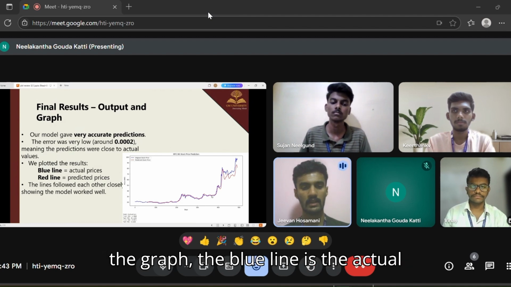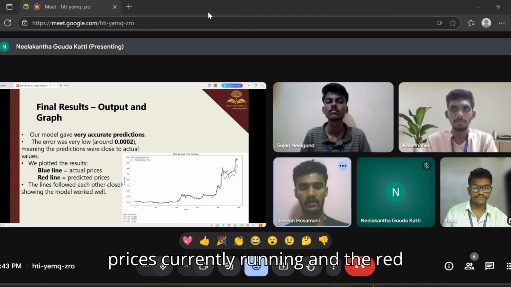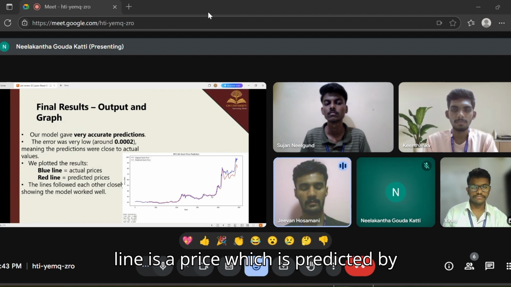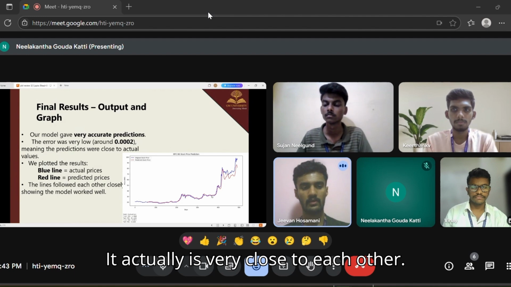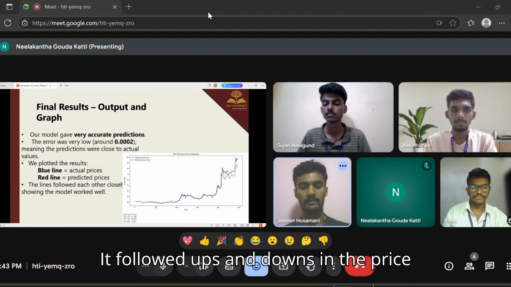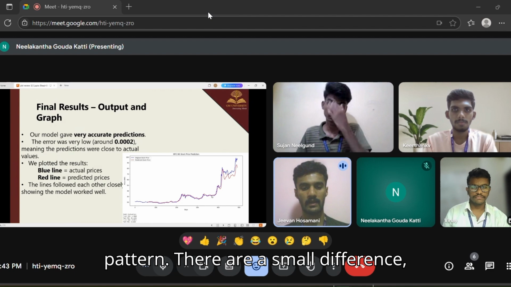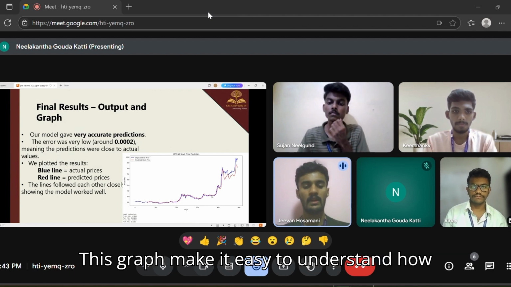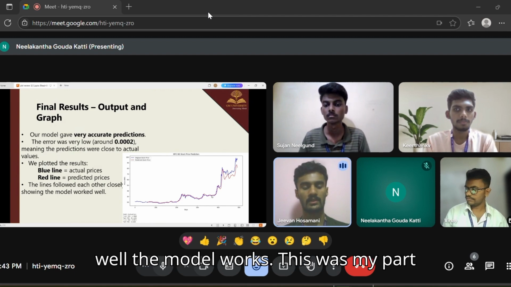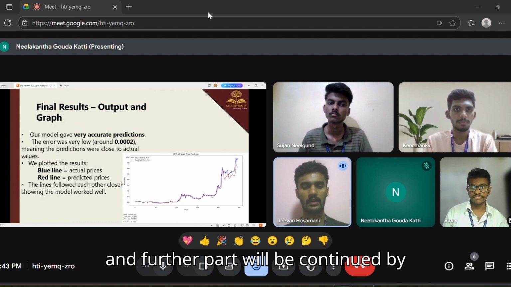As you see in the graph, the blue line is the actual price currently running, and the red line is the price predicted by our model. They are very close to each other. It followed the ups and downs in the price pattern. There are small differences, but overall the predictions are reliable. This graph makes it easy to understand how well the model works. This was my part, and the next part will be continued by Sujan.